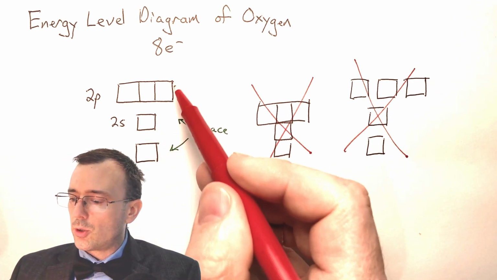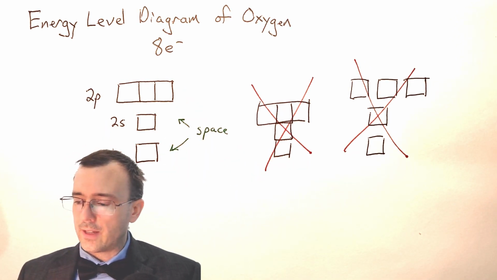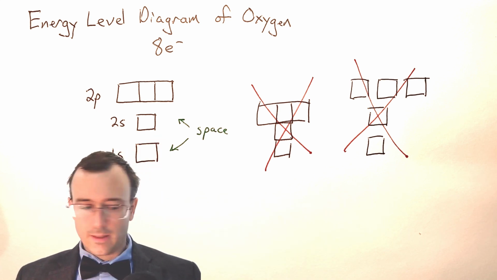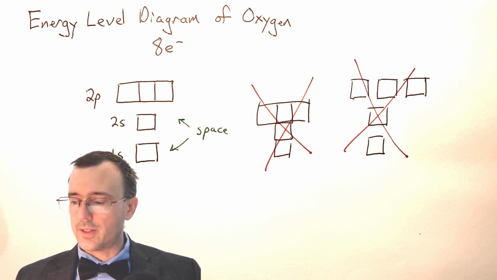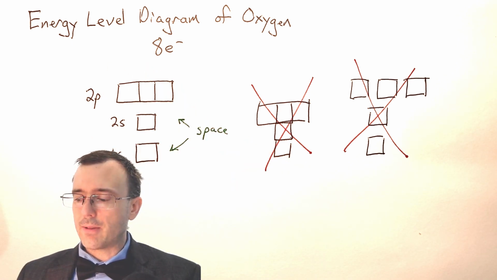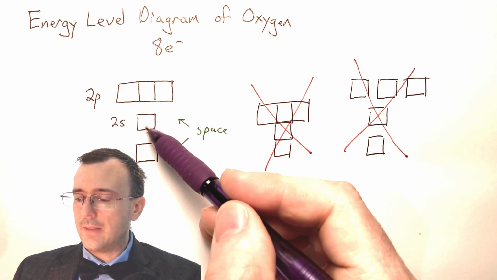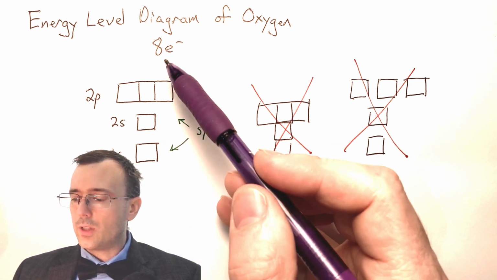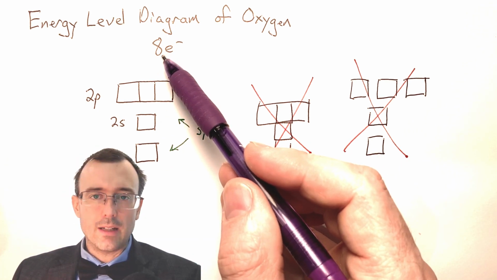Make sure you draw your boxes like this and label them, and then you can go ahead and put the electrons in. All right, so once we know that these boxes are going to be the same every time, and please draw them in this fashion, then we can go ahead and put the electrons in. We have 8 electrons.